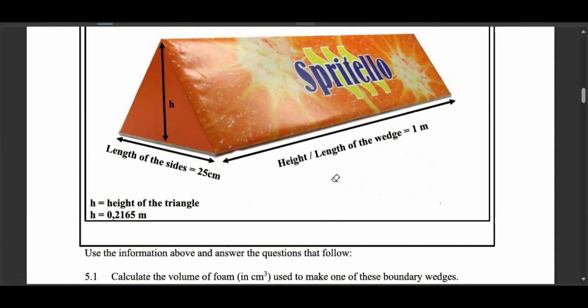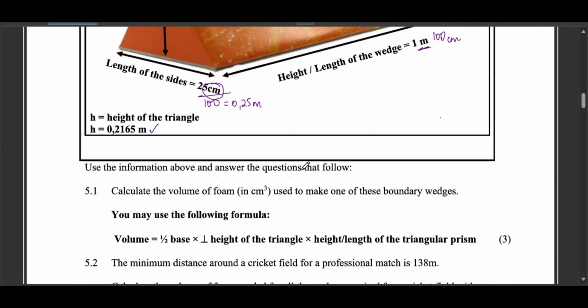First and foremost, as you look at the diagram, make sure the units are the same. These are centimeters, these are meters. If you are to have this in centimeters, it will be 100 centimeters. If you're to have this in meters, you divide by 100 and it will become 0.25 meters. Probably we shall leave it in meters because the height is in meters. This was in centimeters, it has to change. Let's look at the questions and we see.